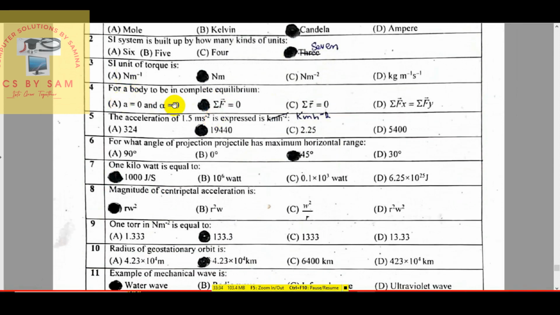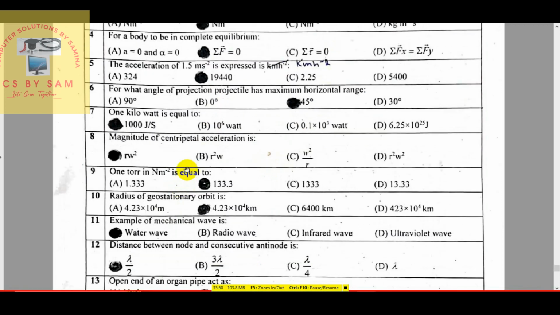उसके बाद है for a body to be in complete equilibrium जो है summation of F is equal to 0. The acceleration of 1.5 meter per second square is expressed in किलोमीटर जो है वो इसमें कैसे बताएंगे 19440 में बताएंगे जी. For what angle of projection projectile has a maximum horizontal range 45 degree.